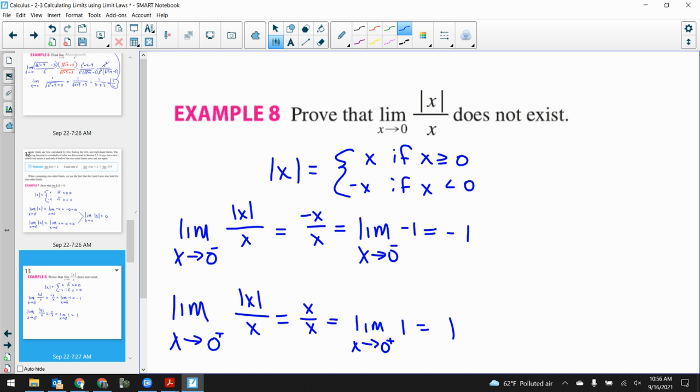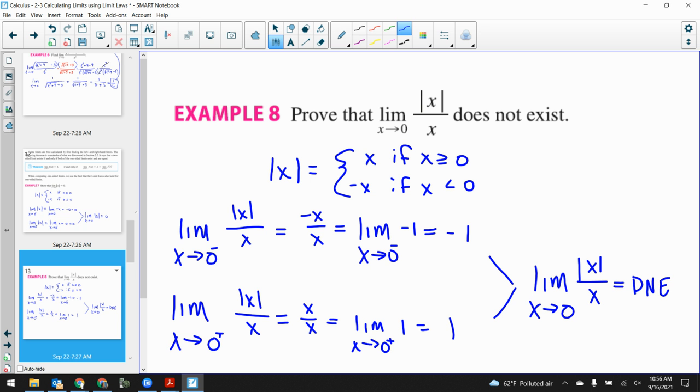Well, what did I just show? I just showed that the limit from the left side is -1, and the limit from the right side is +1. Therefore, the limit as x goes to 0 of the absolute value of x over x does not exist, because the left side limit does not match the right side limit.